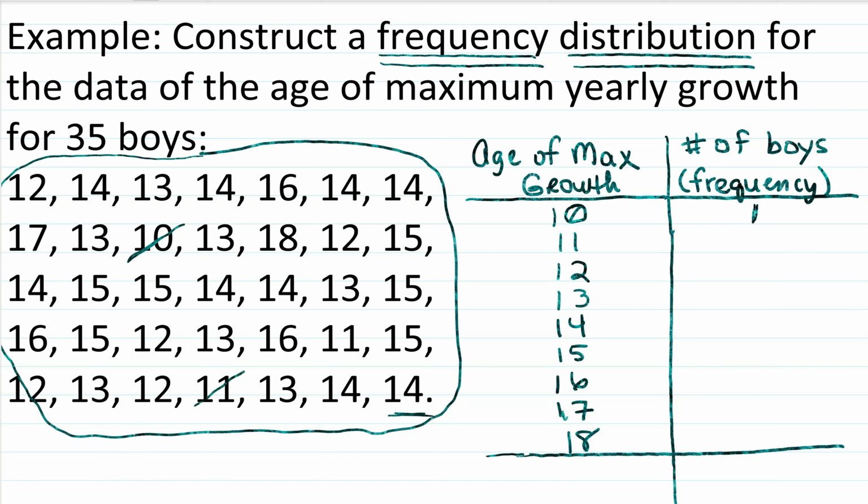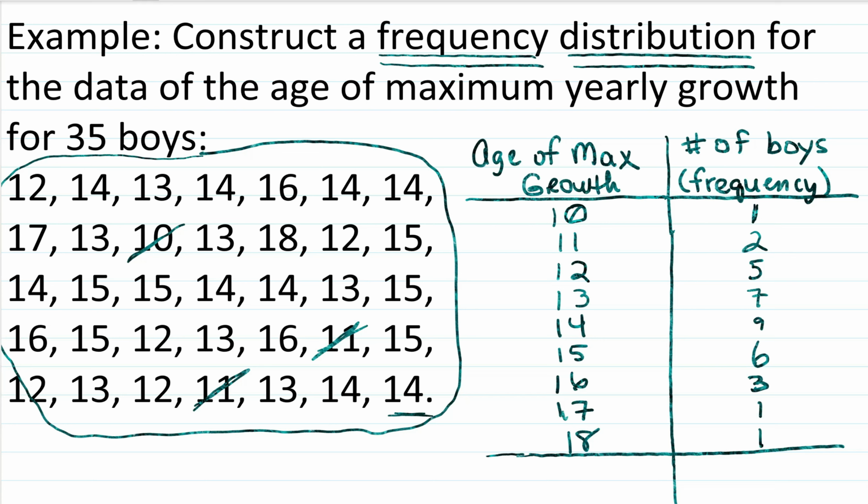11-year-olds, I see it there and there, twice. And just do the same thing for all of the other ages. 12 occurs 5 times. 13 occurs 7 times. 14 occurs 9 times. 15 occurs 6 times. And then 16 occurs 3 times. And 17 occurs once, and 18 occurs once.